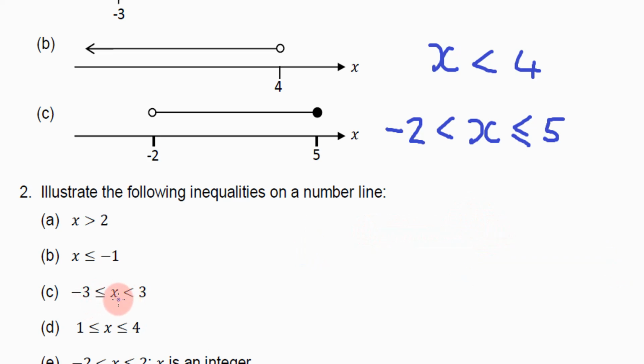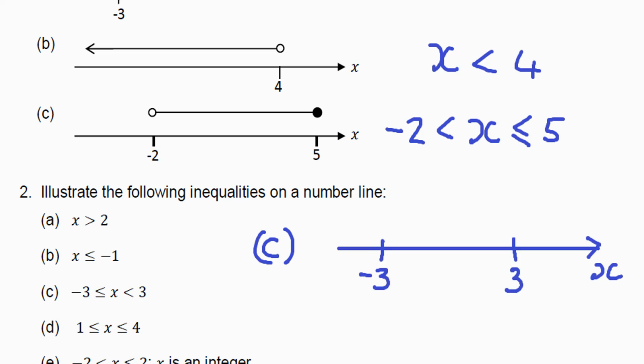In C, we have x greater than or equal to -3, but strictly less than 3. So let's draw the number line. So x must be between -3 and +3. So we need a line between those two numbers. Then x is greater than or equal to -3. So we need a dot here at -3. Then x is strictly less than 3. That means that we're not including 3. So we need a circle at 3.